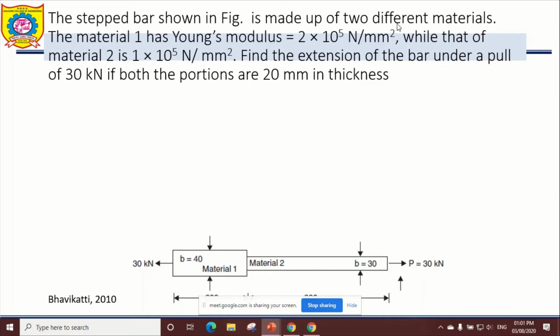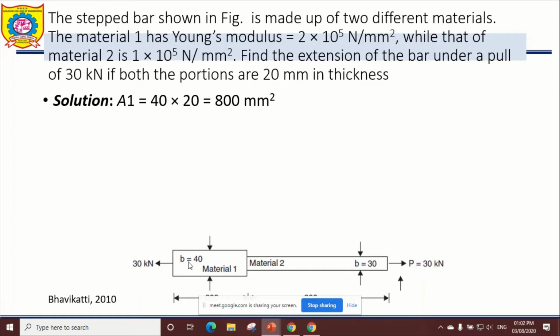it is made of two different materials. The material one has Young's modulus equal to 2 into 10 raised to 5 Newton per millimeter square, while that of the material 2 is 1 into 10 raised to 5 Newton per millimeter square. Find the extension of the bar under a pull of 30 kilonewton if the portions are 20 millimeter in thickness.